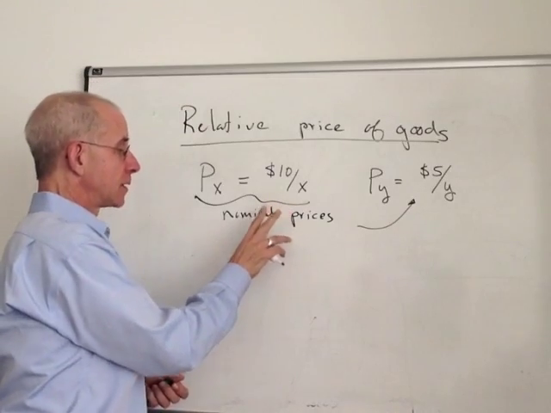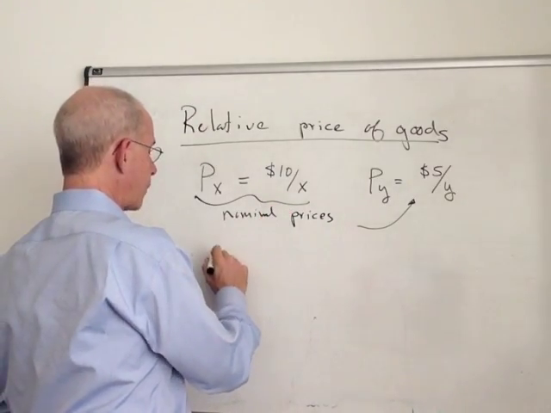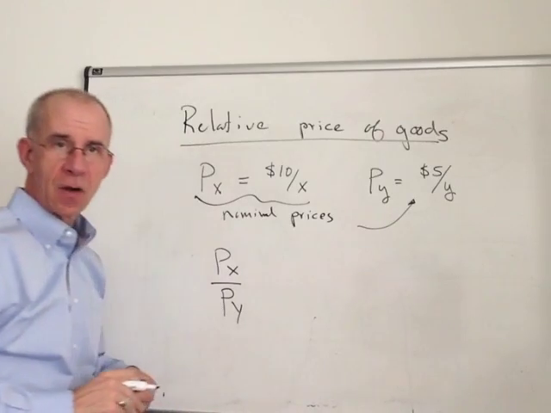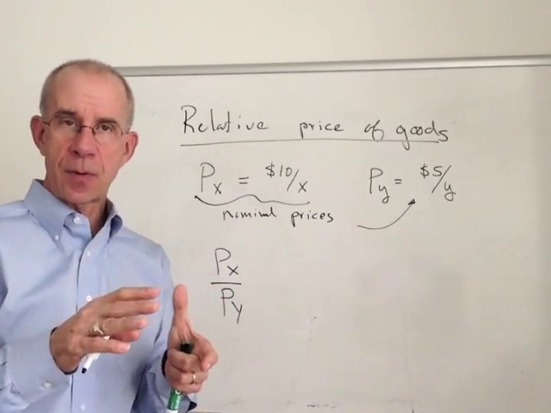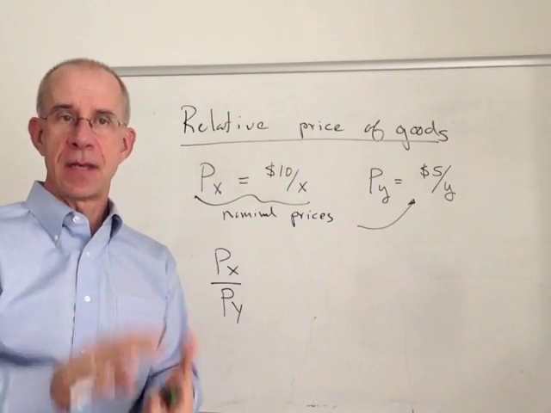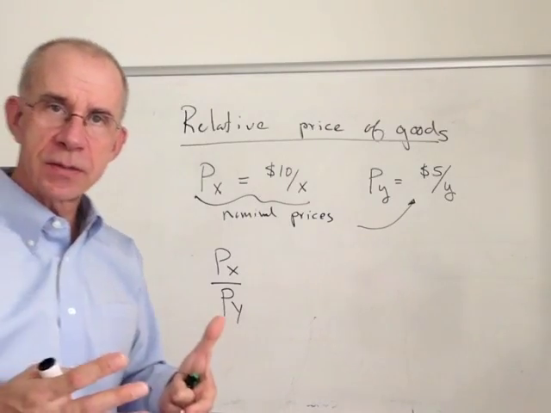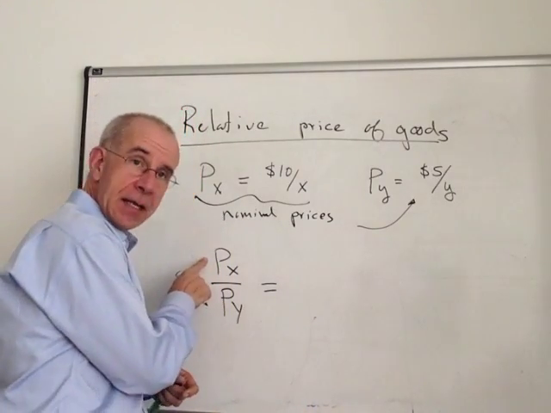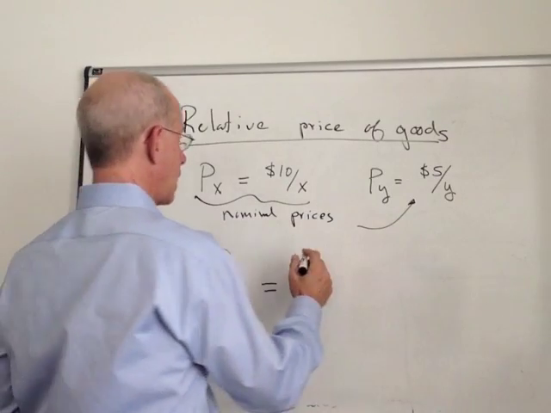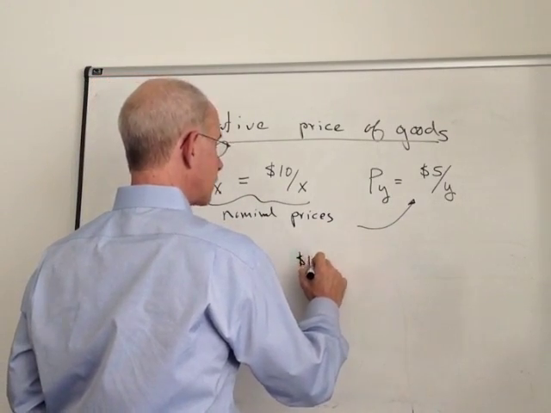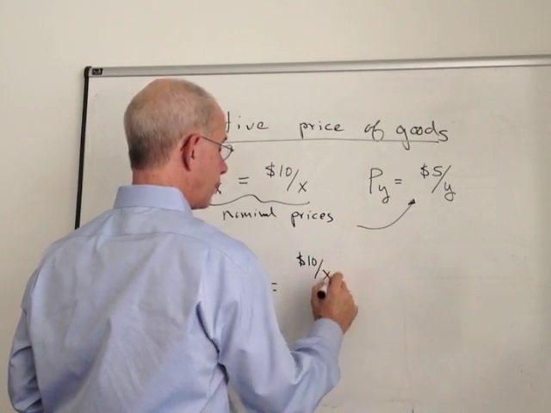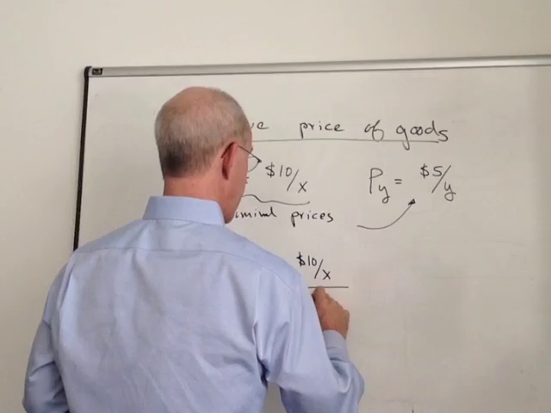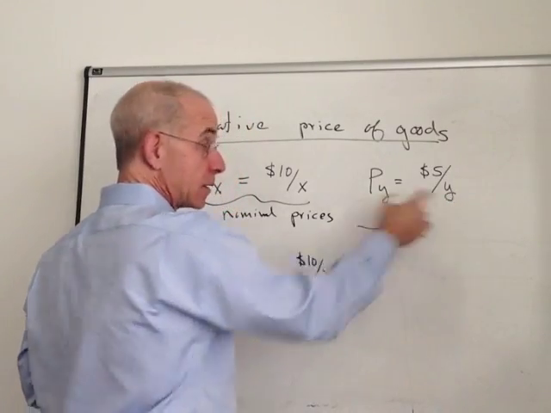So in this particular example, we represent the relative price as px over py. That is the nominal price of X divided by the nominal price of Y. So let's go through this in detail. I'm literally taking the ratio of one to the other. So I'm going to put $10 per X, that's the price of X, and I'm going to divide through by $5 per Y. That's literally what it is here.